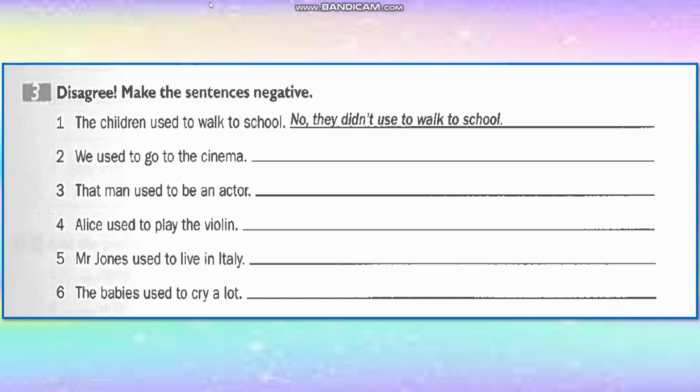Let's move now to exercise 3. We have to disagree with these sentences and make the sentence negative. Disagree means I will read sentence 7 and express disagreement with it, meaning I will negate it. So we want to make the sentences negative. For example, the children used to walk to school. No, they didn't used to walk to school.